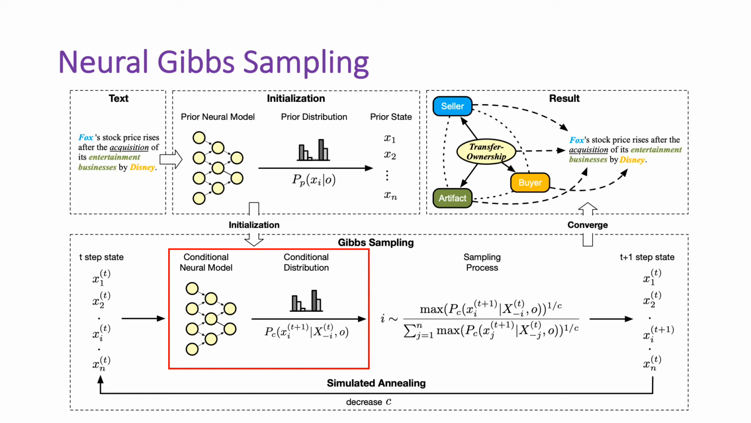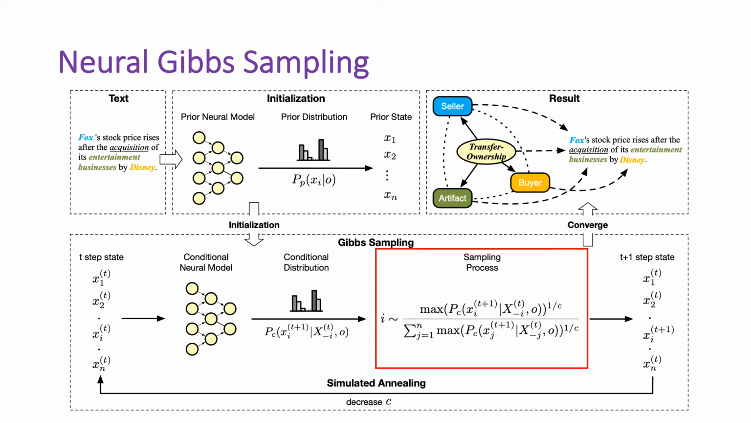The conditional neural model is used in the transition. And to improve efficiency, we use simulated annealing in the transition to select which random variable should be updated in this time step using the conditional neural model. In each time of transition, we randomly sample the variable index I following this distribution. And the C is a time-varying parameter to control the sharpness of the distribution.